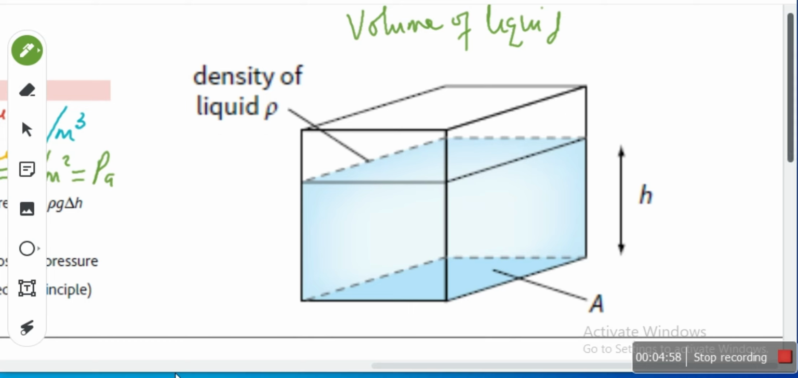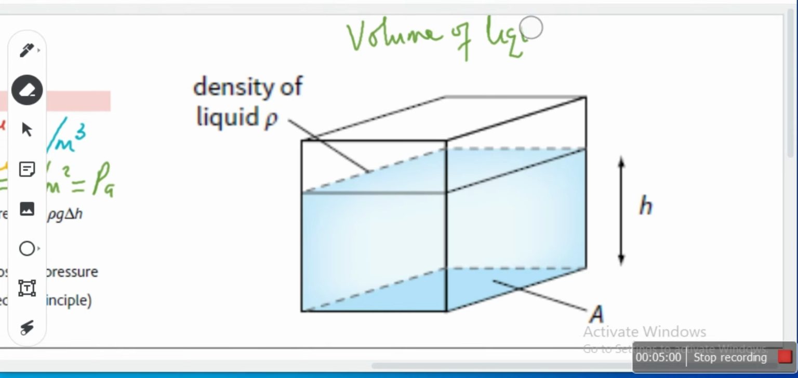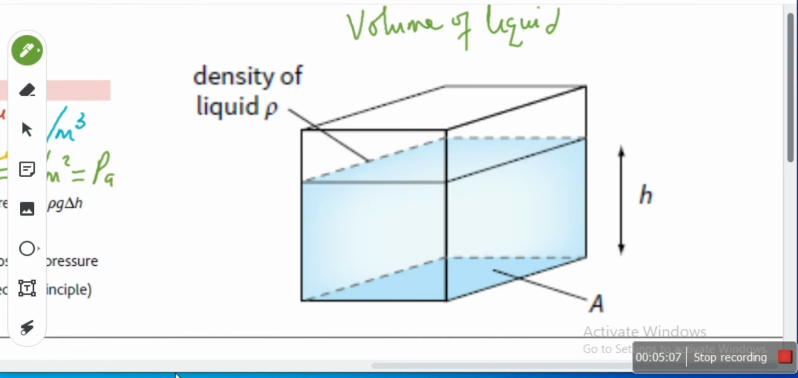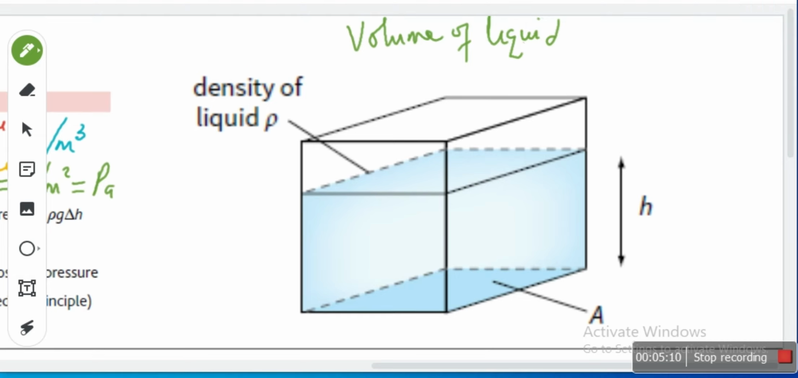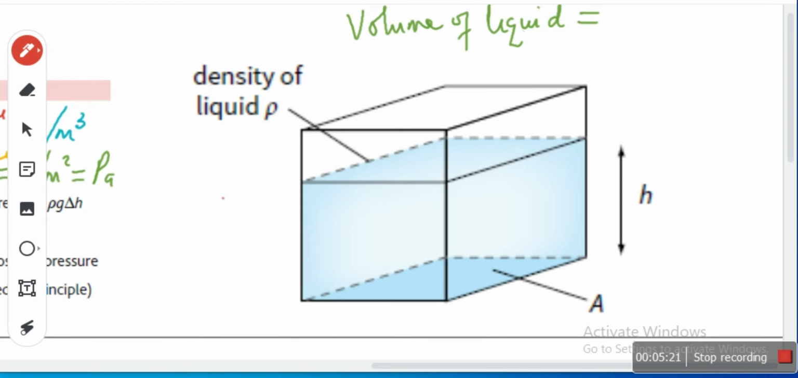How do you find volume? Well, we can use mass over density, which is correct. I can write it down, mass over density. Then we eventually have to look for the mass. Volume of the liquid is mass over density because density is mass per unit volume. So the volume V is equal to mass over density.